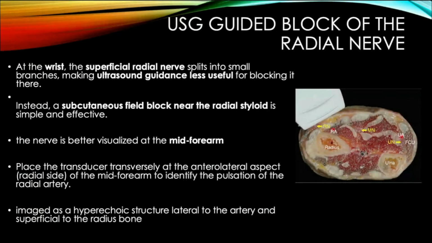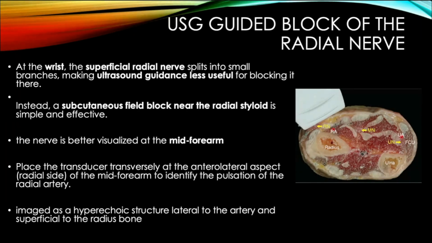So next we go to the ultrasound guided block of the radial nerve. At the wrist, the superficial radial nerve splits into small branches, making ultrasound guidance less useful for blocking it. Instead, a subcutaneous field block near the radial styloid is simple and effective. The nerve is better visualized at the mid forearm.